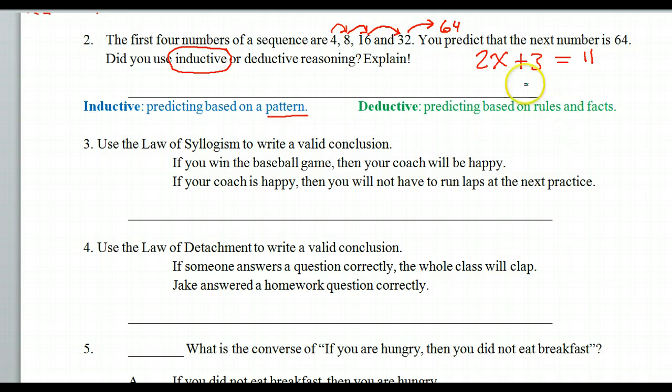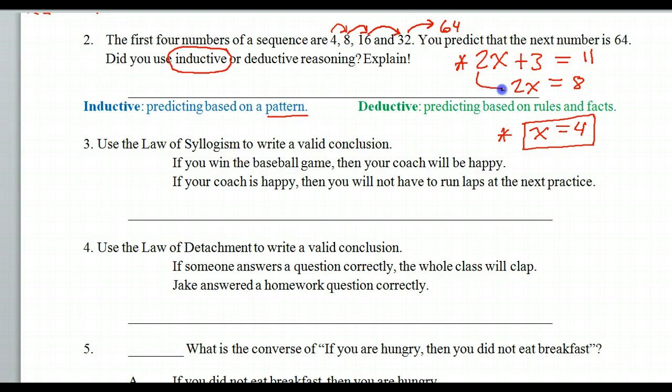And based on that, you decide that, well, guess what, 2x is going to equal 8. And then if that's true, then x is going to equal 4. So from starting with this, you're concluding with this. Now that conclusion, that x is equal to 4, that was deductive reasoning, because every step I made was based on rules, the rules of algebra.